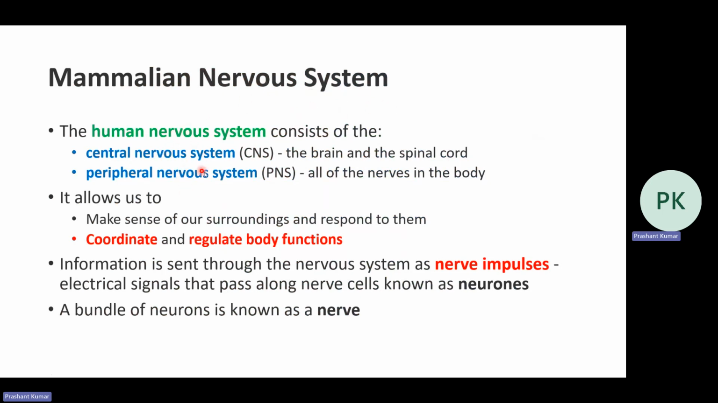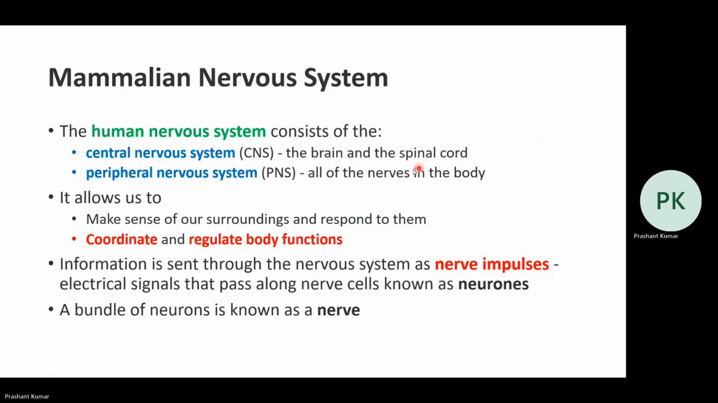So let's talk about the mammalian nervous system. We have two main neural systems inside your body: the central nervous system, called CNS, and the peripheral nervous system, PNS, right? The central nervous system consists of two parts. One is the brain, and the brain has an extension which goes down as a backbone, that's the spinal cord.